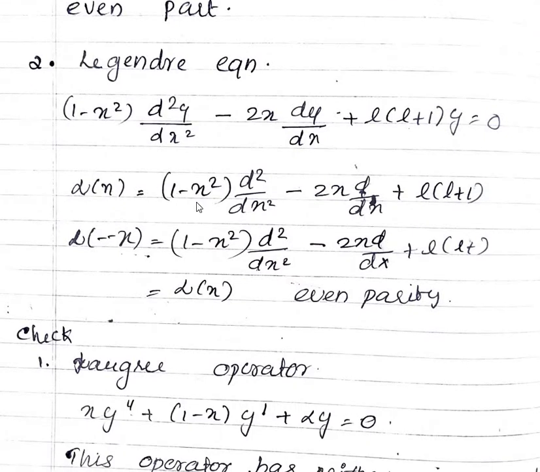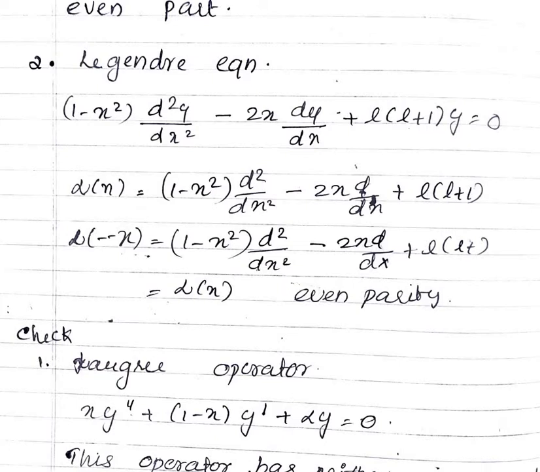So you will get 1 minus x squared, since x squared remains plus x squared itself. d²/dx² is preserved as such. Here there is a minus sign and here also there is a minus sign, so it will become positive. So it is minus 2x d/dx plus L(L plus 1). When we replace x by minus x, it does not change its symmetry or parity, so we call it an even parity function.